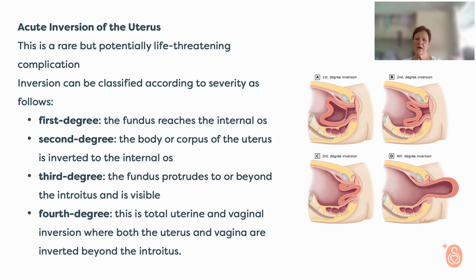Now, I think you can see why it is such a life-threatening complication: obviously the uterus can't contract when it looks like this. So all these blood vessels where the placenta was implanted are sitting open, and we have massive blood loss. In the meanwhile, there's no way that we can get the inverted uterus to contract, so the patient will just keep on bleeding.